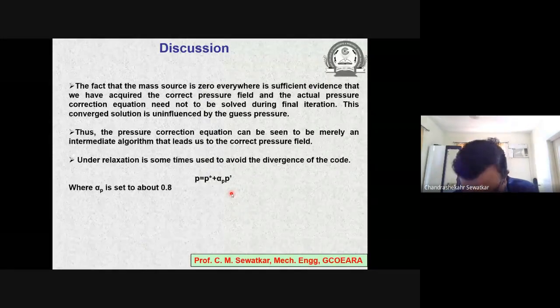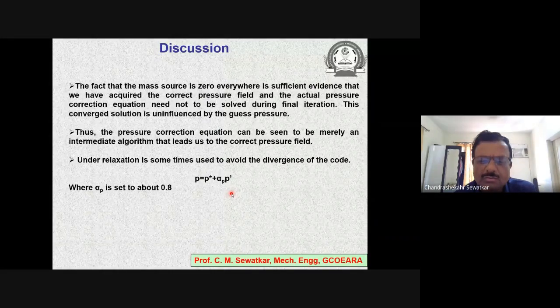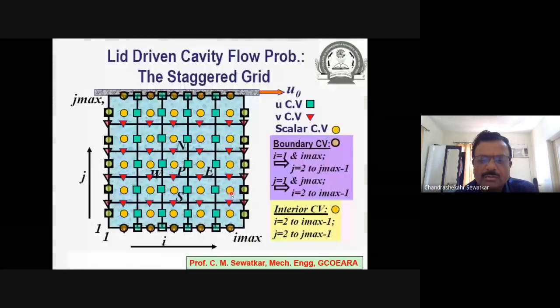So these are some of the important points which I thought I must share with you about the solution methodology.